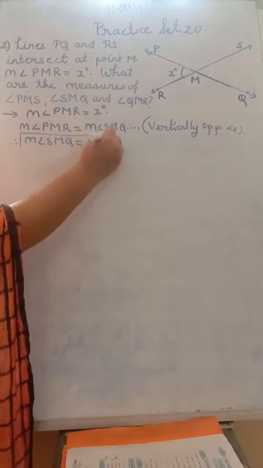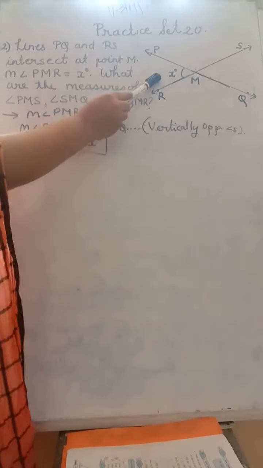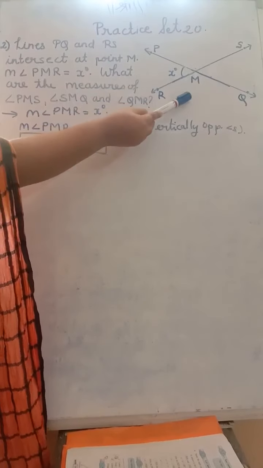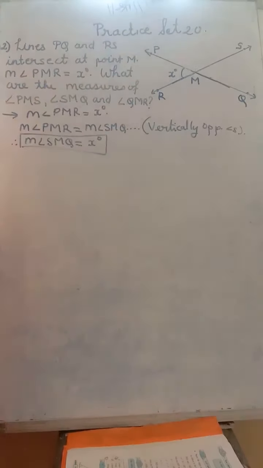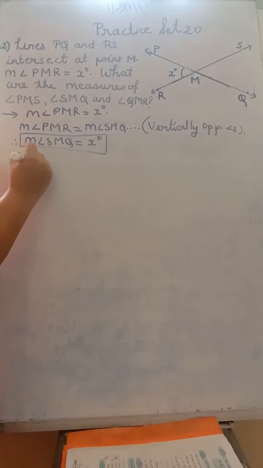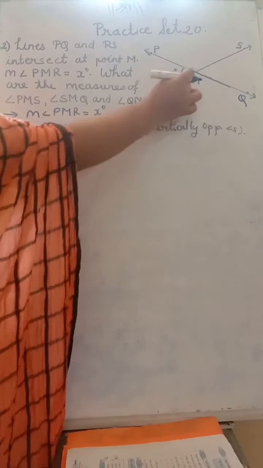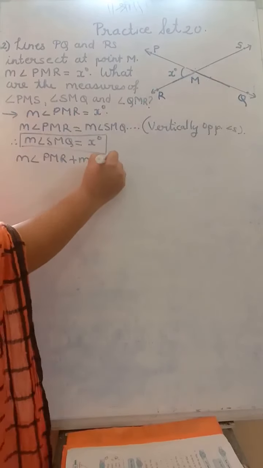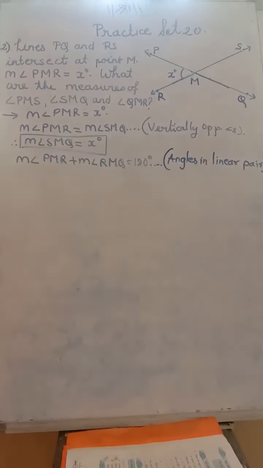So, did we get one angle's measurement? Now, we will find the other. Now, we know this angle's measurement. Yeah. So, this angle is linear to this one and this angle is also linear to this angle. Yeah. In previous sum, we had taken this and this. Is it? Now, we will take these two. Yeah. So, measure angle PMR plus measure angle RMQ is equals to what? 180 degree. Yes. That is, these angles are angles in linear pair.